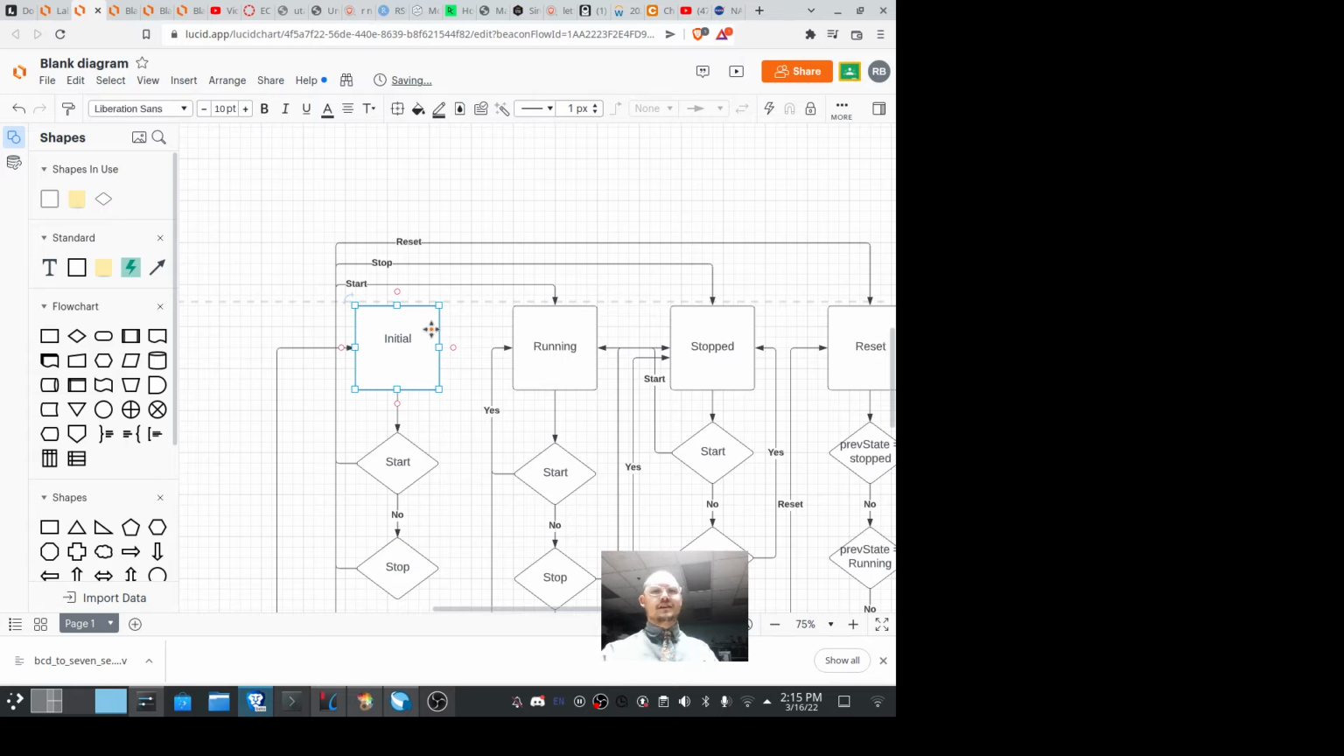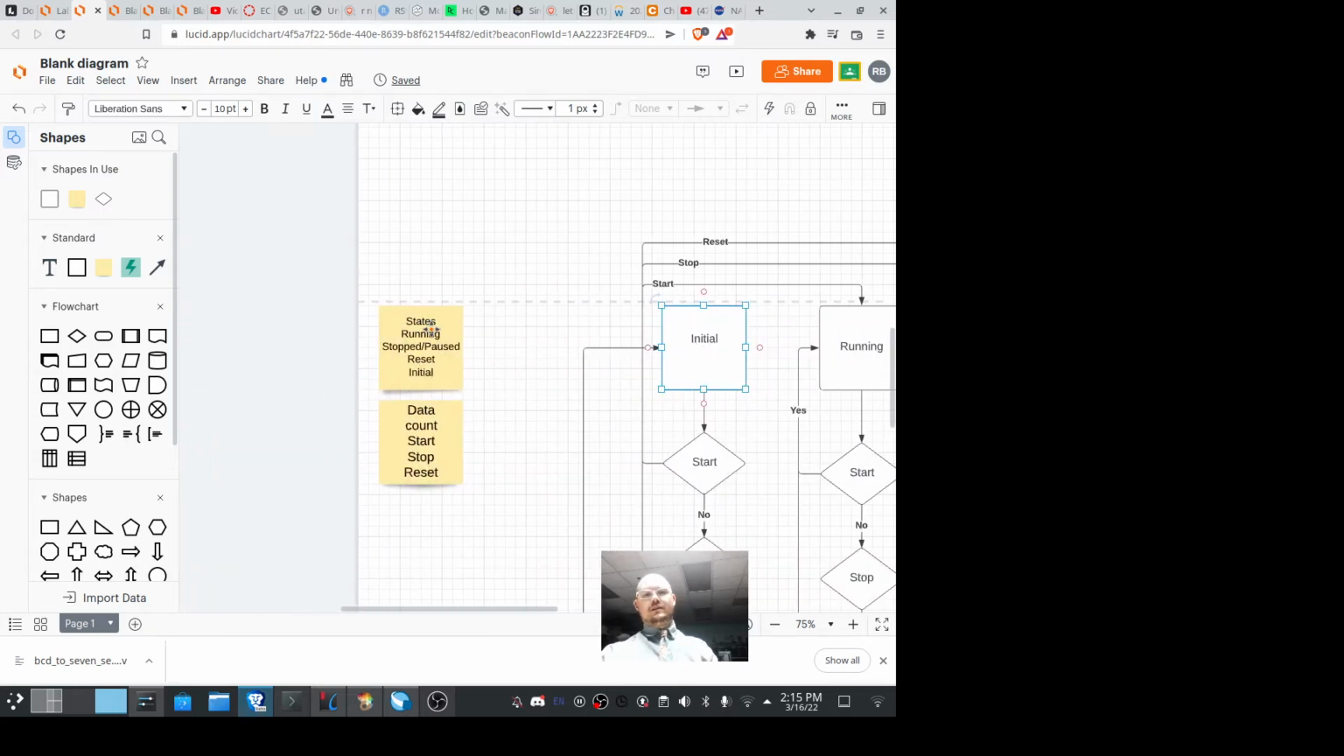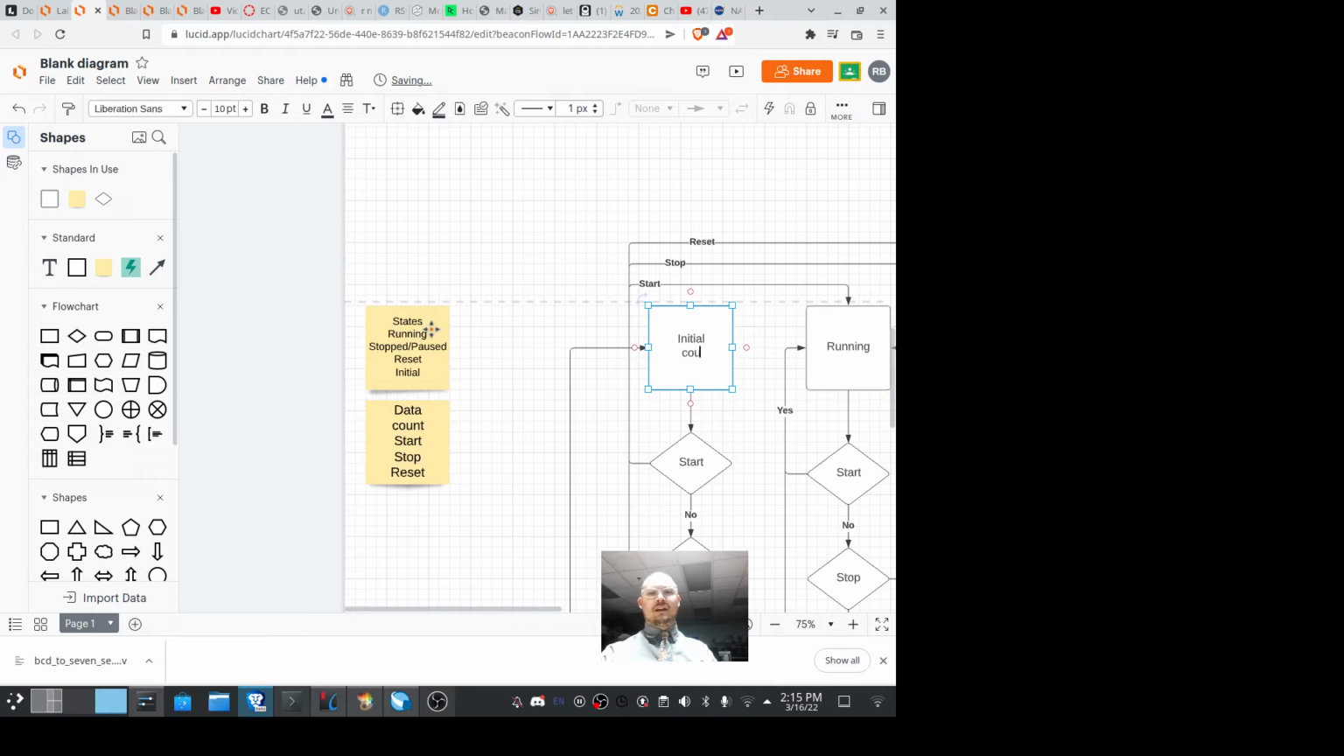So from our initial state, we said the data was count. So what's our count? 0. Great. Our start should be equal to 0, and our stop should be equal to 0. Basically everything in initial just gets zeroed out, right? Or actually stop, does that make sense to be 0 or should it be 1? You can design it either way. It's kind of your call. Alright, we'll make it 1 then.